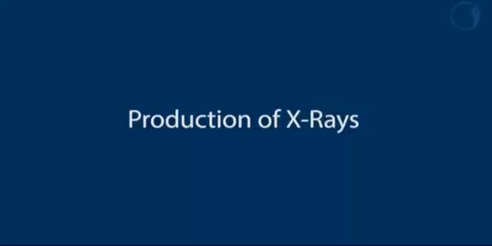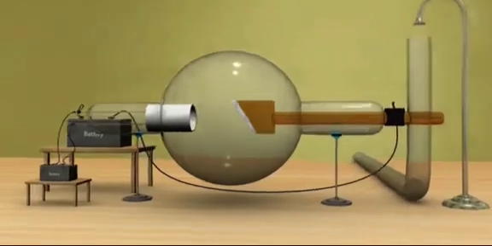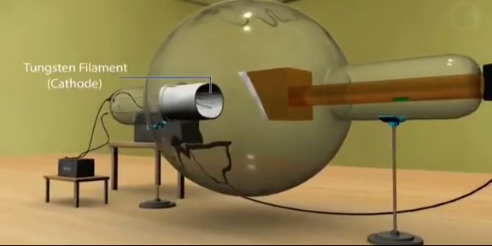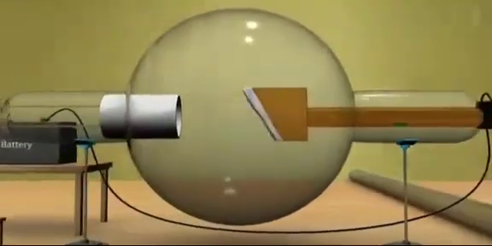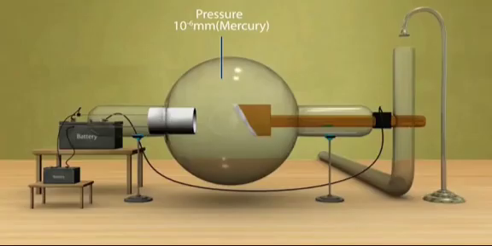Production of X-rays. The lab setup shown here was designed by Coolidge, and hence it is called Coolidge tube. It contains a highly evacuated glass bulb containing a cathode, which is a tungsten filament, and anode, which is a target made up of metal of high atomic weight. The pressure inside the bulb is maintained at 10^-6 millimeters mercury.